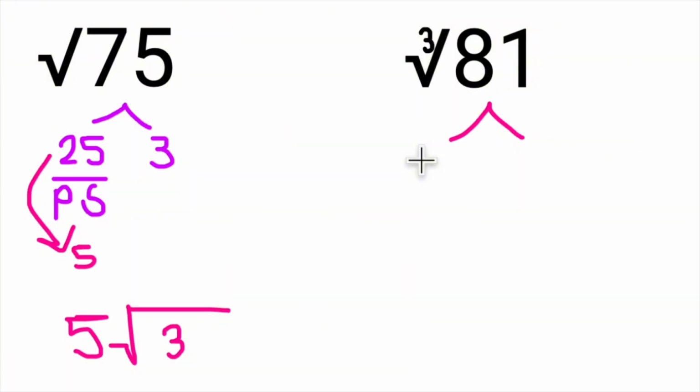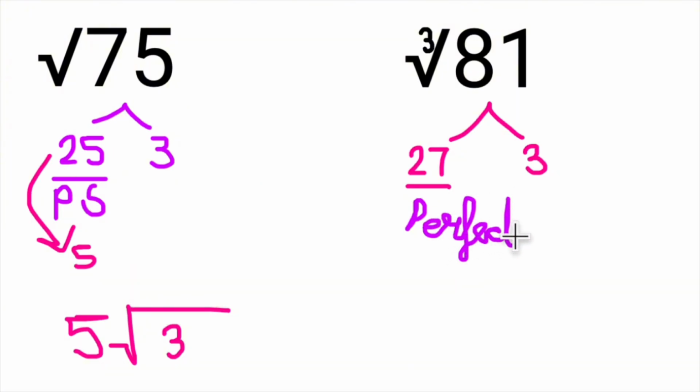So it's not that different. All we have to do is break 81 into 27 and 3. This time we're going to find a perfect cube. So that is going to be 27. Since 3 times 3 times 3 equals 27.